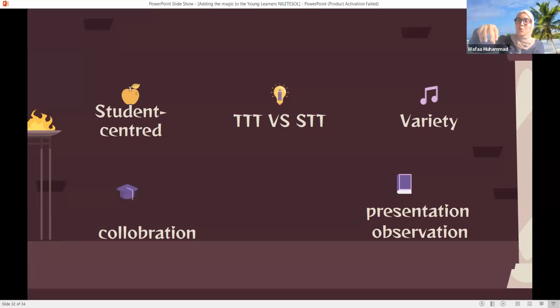You need to make the lesson student-centered. Most of the activities, the students do the actions, not you. Reduce your TTT. TTT is teacher talking time versus the student talking time. They need to talk more than you. The variety of the activities you have, you need to get them to collaborate together. Collaboration is the key of success in your class. If you get them to work together, you're building a normal human being.